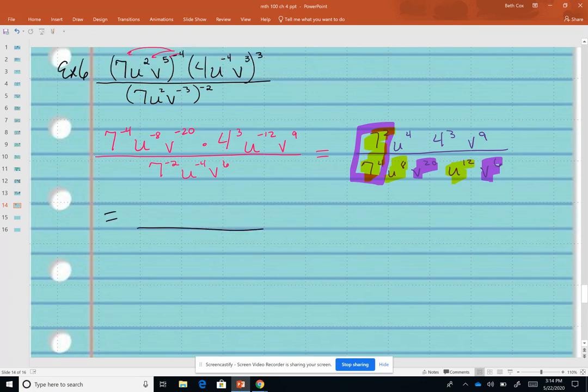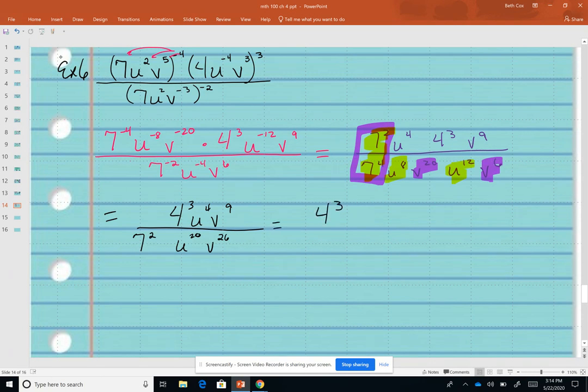So, I'm going to have 4 to the third, u to the fourth, v to the ninth. I'm going to have a 7 to the second because I subtracted those. I have a u to the 20th, and a v to the 26th. Alright, and now I'm going to do some more subtraction.